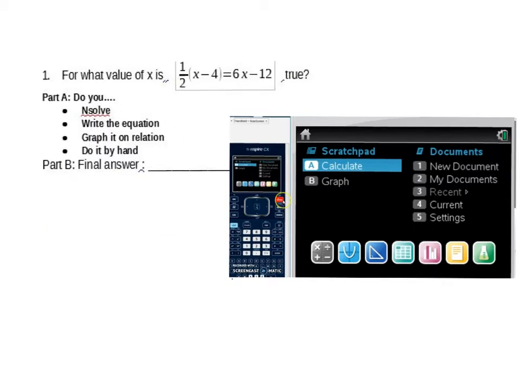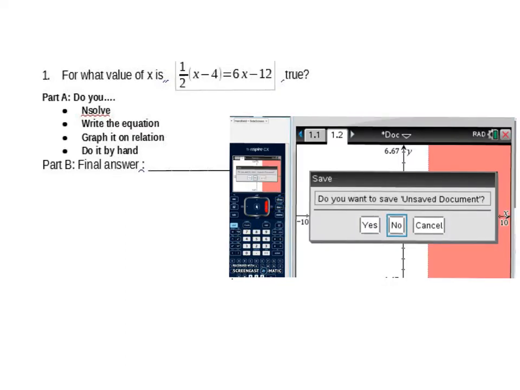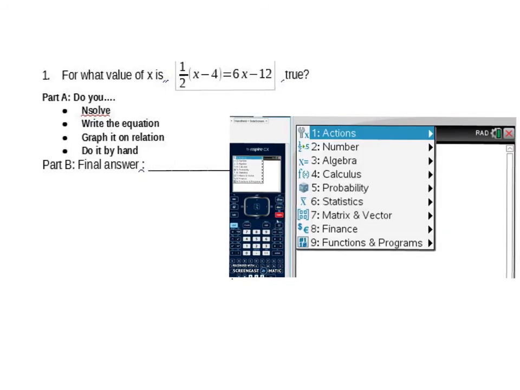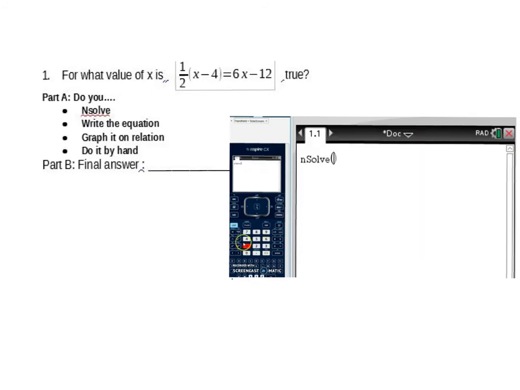So to check it on nSolve, we're going to go to New Document. We're going to get rid of our saved document. And we're going to go no. We're going to go to Calculator. And then we're going to type in menu 3, 1. And now we're going to do control division. So control division gives you your fraction. So now I'm going to type in 1. And then I'm going to put that 2 underneath. And I'm going to keep writing the problem. So I'm going to have x minus 4, go to the right, equals 6x minus 12, comma x. Don't forget.